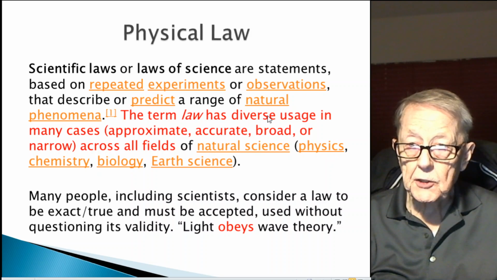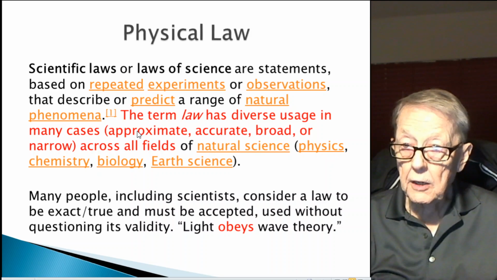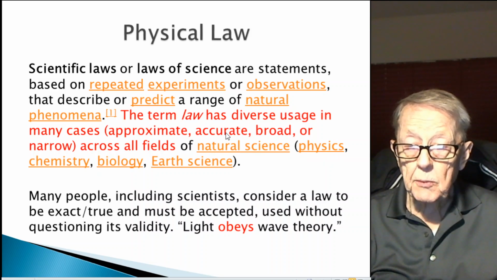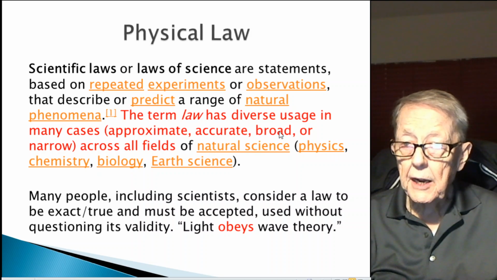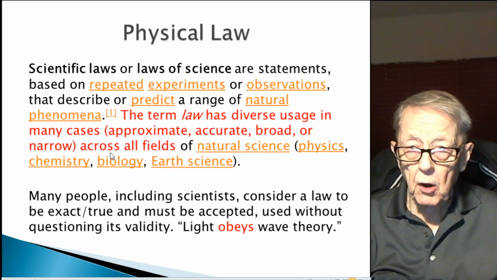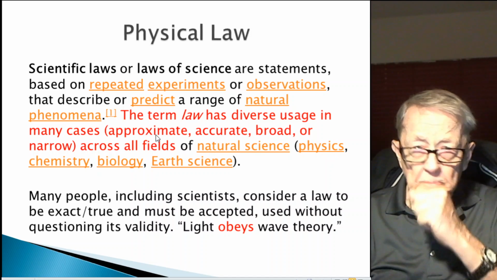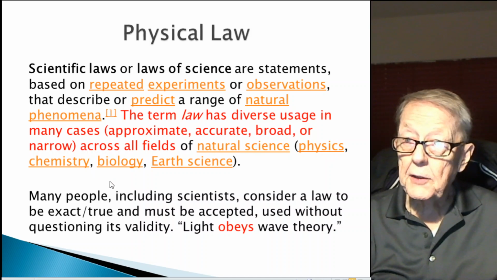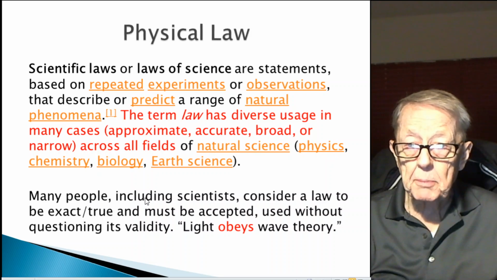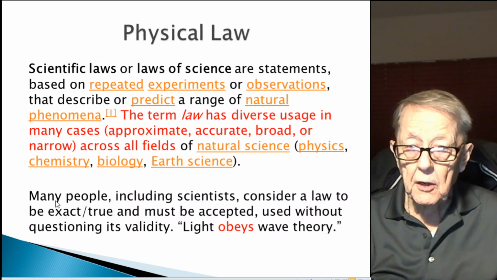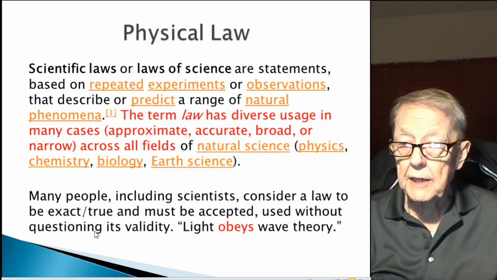The term law has diverse usage in many cases. Sometimes it's approximate. A law is approximate. Accurate? Yeah, that's what we thought. Everybody thinks laws are accurate. Broad? Yeah, okay, it can cover many areas of science. Or narrow, meaning maybe only one area of science. Broad or narrow, accurate, approximate? No, that's not the way people understand it. Many people, including scientists, consider a law to be exact, true, and must be accepted and used without questioning its validity.